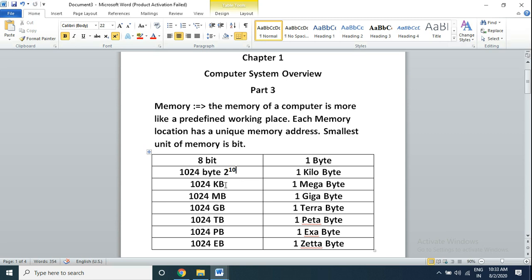Then 1024 kilobytes equals 1 megabyte. In short form it is known as MB. So 1024 MB equals 1 gigabyte, and 1024 gigabytes equals 1 terabyte, which is also known as TB. So 1024 TB equals 1 petabyte, 1024 petabytes equals 1 exabyte, and 1024 EB equals 1 zettabyte. Generally in the current environment, the highest memory we are using is the terabyte, TB.